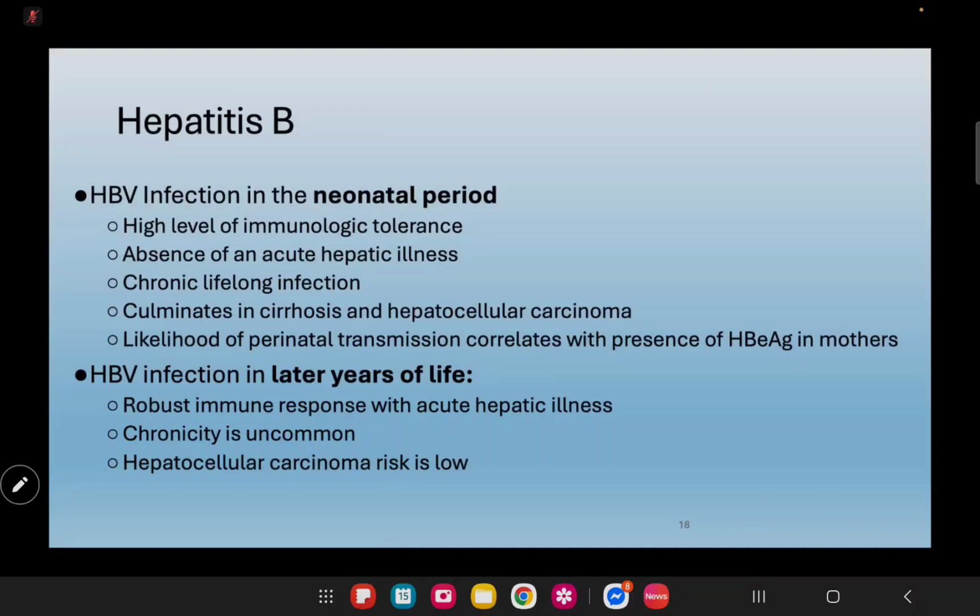In contrast, infection that is acquired later in life usually elicits a robust immune response, resulting in acute illness only, with rare chronicity and lower cancer risk. Meaning to say, in this slide, if you get hepatitis B from vertical transmission, meaning you got the virus from the mother during the delivery and during the breastfeeding, you are more prone to become chronic or more prone to have liver cancer than if you got the hepatitis B later on in life.